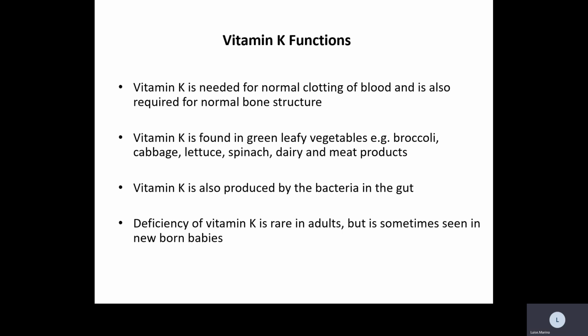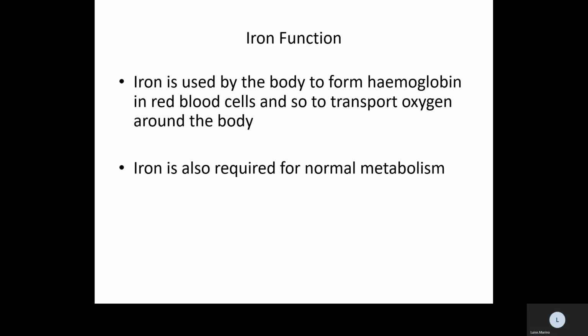Vitamin K is needed for normal blood clotting and bone structure. It's found in green leafy vegetables, broccoli, cabbage, lettuce, spinach. It's also produced by bacteria in the gut, particularly of adults. And a deficiency of vitamin K is very rare in adults, but it is sometimes seen in newborn babies. So all babies are given either a vitamin K injection and or drops at birth.